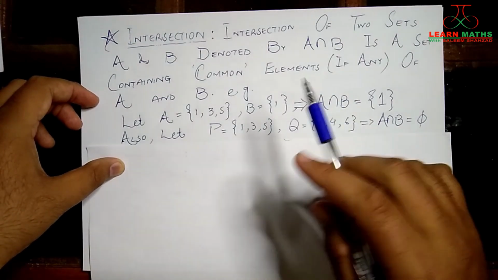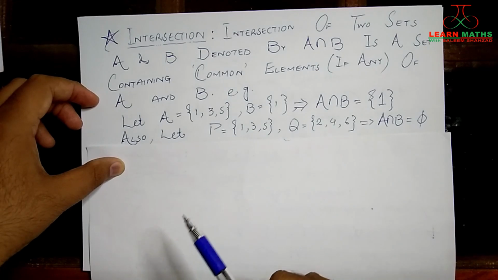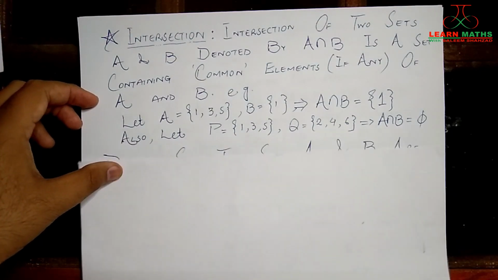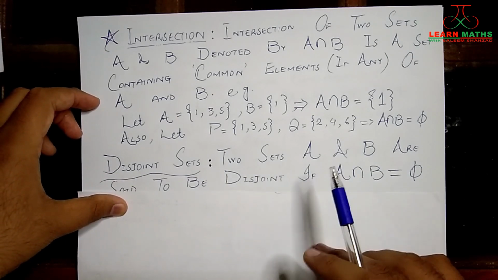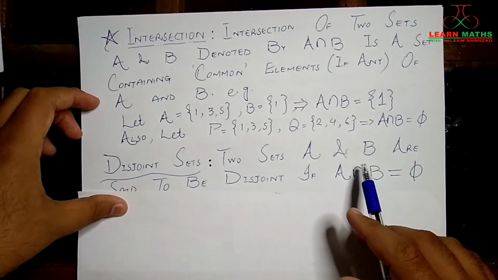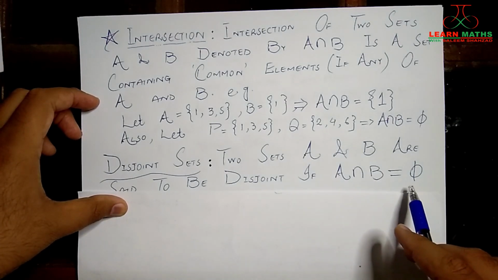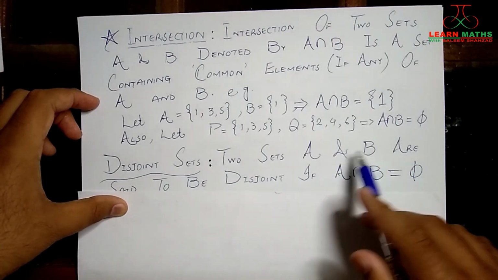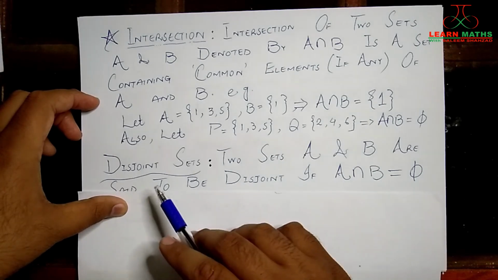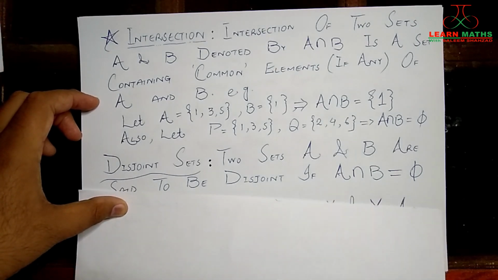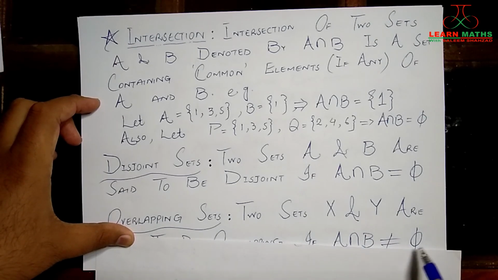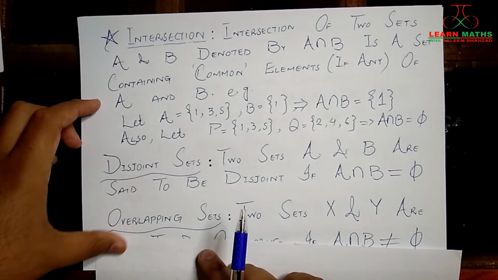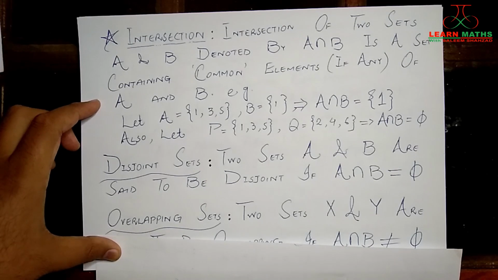And on the basis of this operation, this definition, we usually divide sets in two categories, and the first one is disjoint sets. If you take the intersection of two sets A and B and you get an empty set, then those two sets A and B are called disjoint sets. And if their intersection is non-empty, meaning there is at least one common element between those two, then we call those sets overlapping sets.